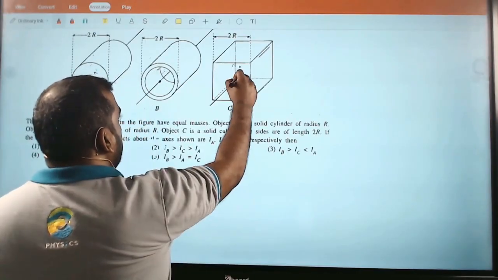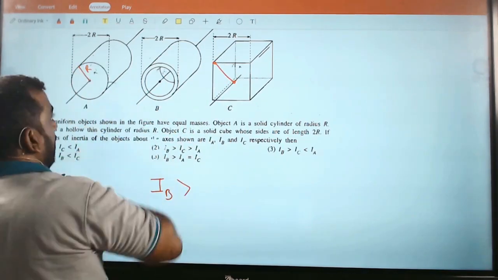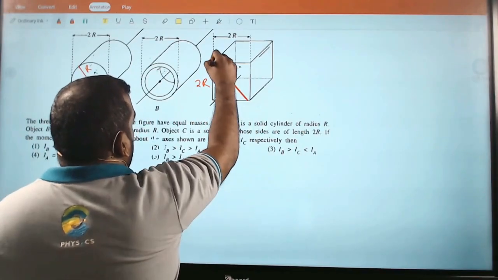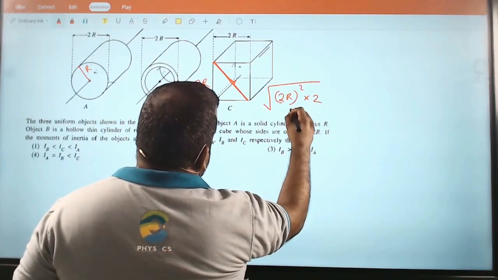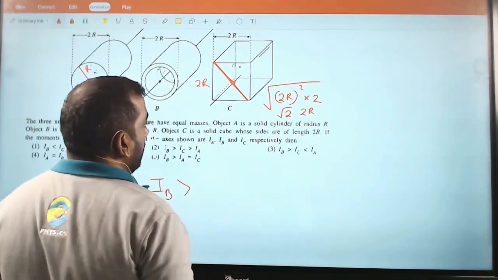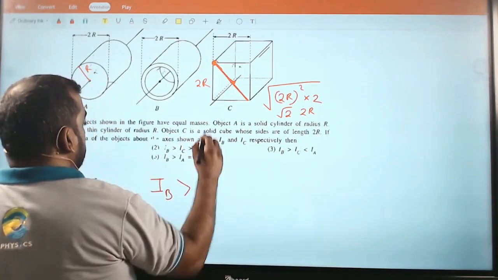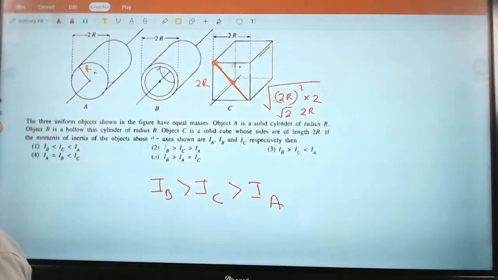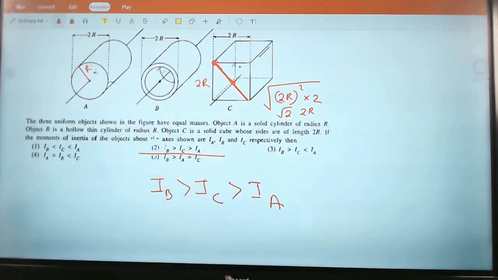Now if you take the distance from the axis to this corner, for the cylinder it is r. Here, if I take the side as 2r, by Pythagoras theorem, 2r squared times 2, whole thing square root, gives 2 root 2 r, which you divide by 2, giving root 2 r. So comparatively this distance to the corner is larger. IB is larger than IC, larger than IA. This will be your relationship. The correct answer is answer number 2. Moving on.